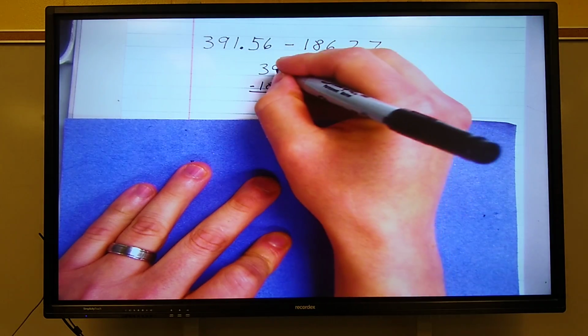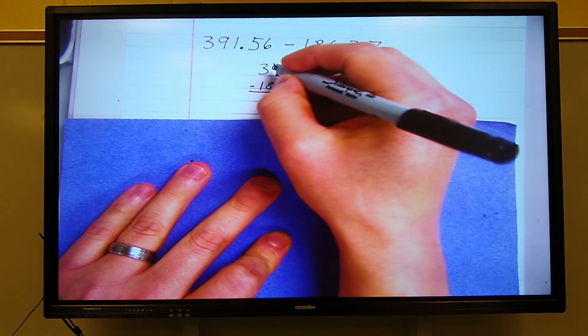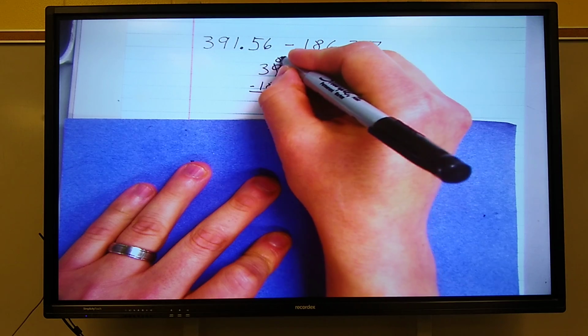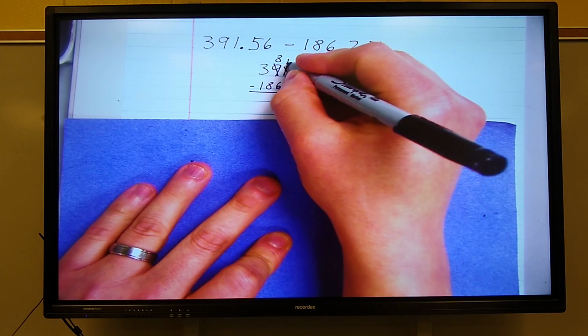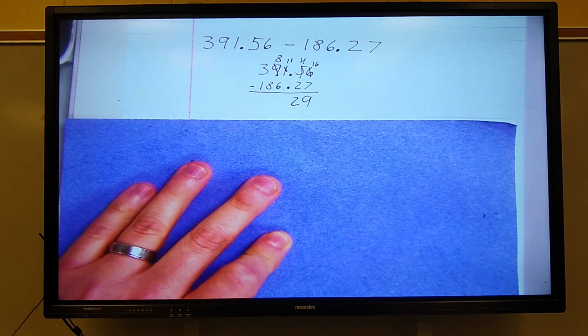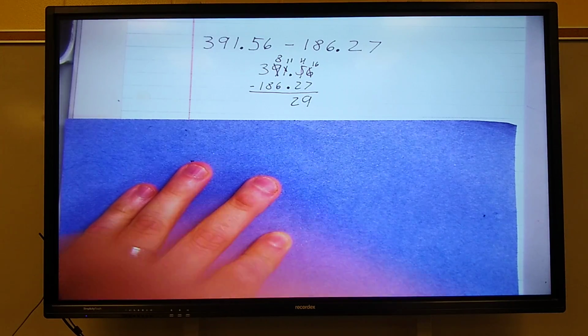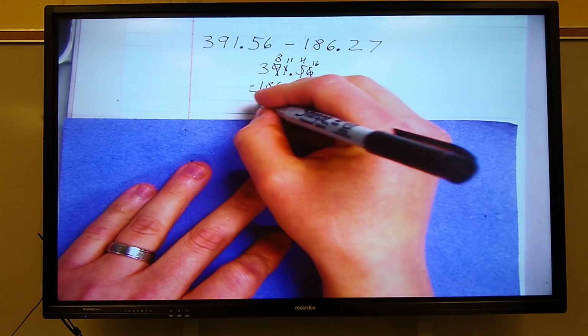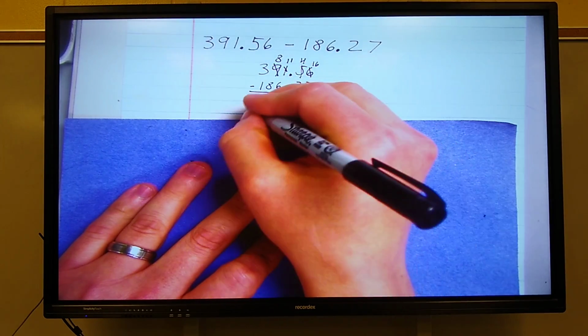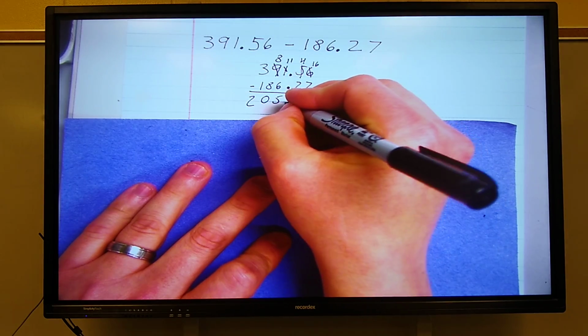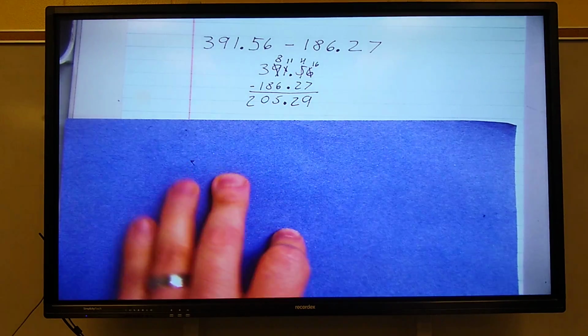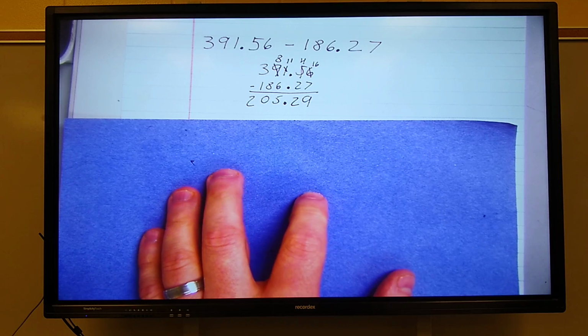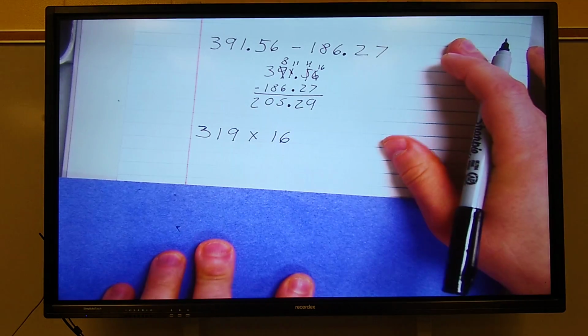1 minus 6, you can't do it. Borrow from the 9, it becomes 8. And then the 1 becomes a beautiful 11. So now we must subtract 11 minus 6. And that, of course, equals 5. 8 minus 8 equals 0. 3 minus 1 equals 2. Bring down the decimal. 205 and 29 hundredths.